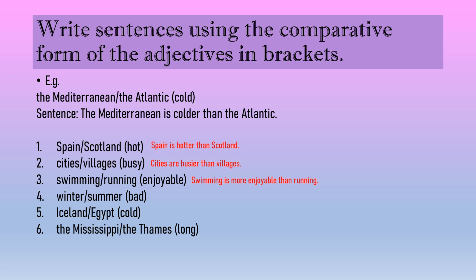Number 4, winter and summer with the word bad. Sentence is, winter is worse than summer. Number 5, we have Iceland and Egypt with the word cold. Sentence is, Ireland is colder than Egypt. Number 6, the Mississippi and the Thames with the word long. Sentence is, the Mississippi is longer than the Thames.